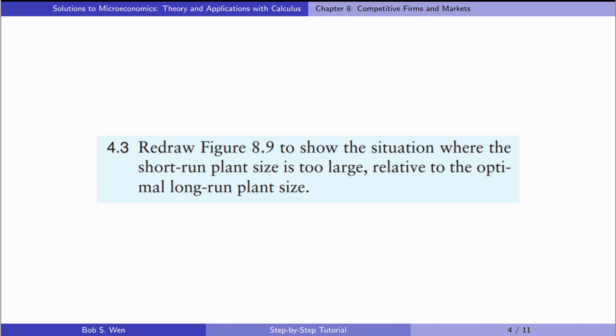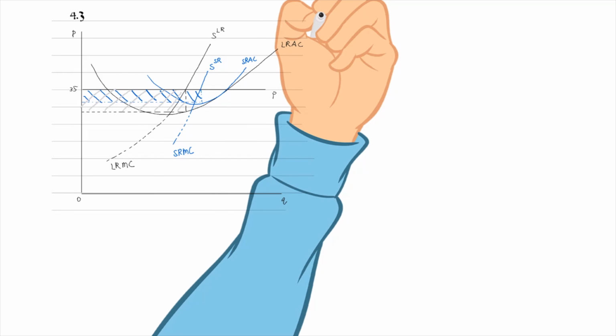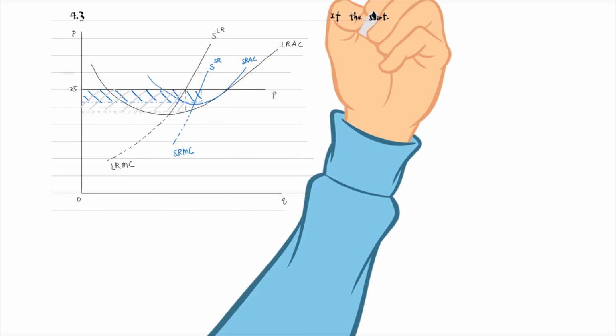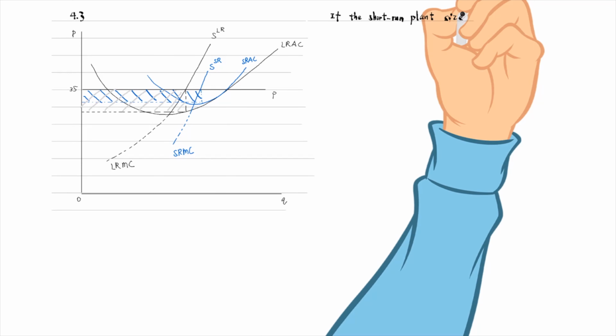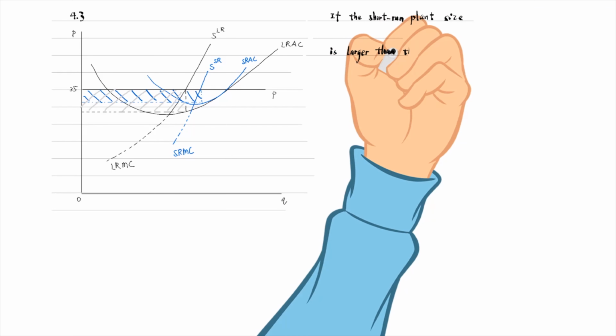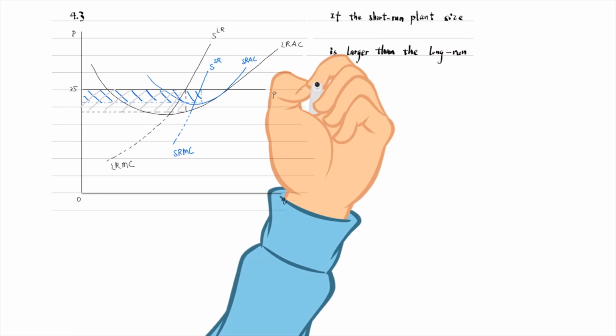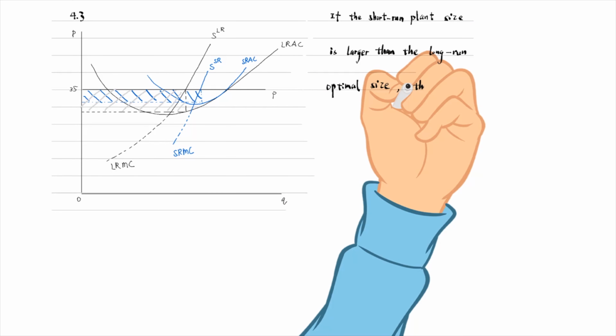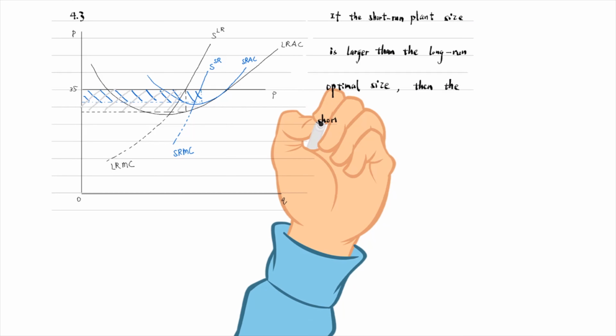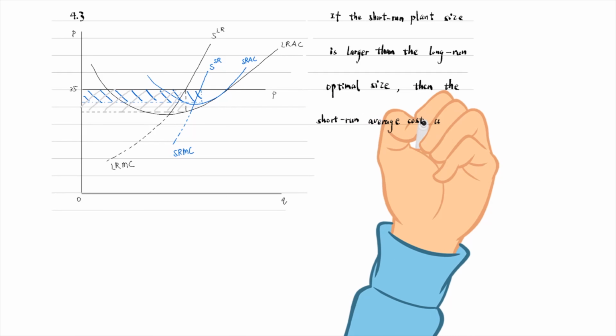Let's go to exercise 4.3. We draw figure 8.9 to show the situation where the short-run plant size is too large relative to the optimal long-run plant size. If the short-run plant size is larger than the long-run optimal size, the short-run average cost curve touches the long-run average cost curve at the upward sloping part.